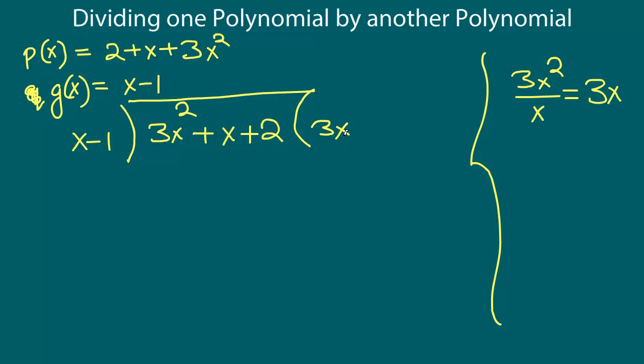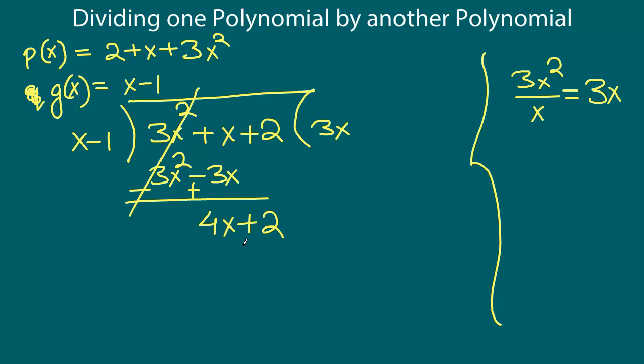Now we take 3x and multiply that with all terms of the divisor. So we get 3x times x is 3x squared, and 3x times minus 1 is minus 3x. Now we subtract this. So the signs reverse, and the 3x squared cancels out. So plus 3x plus x will be 4x, and this 2 will come down. Now our first term is 4x. So we divide 4x by x, and we simply get the number 4. So we have plus 4.